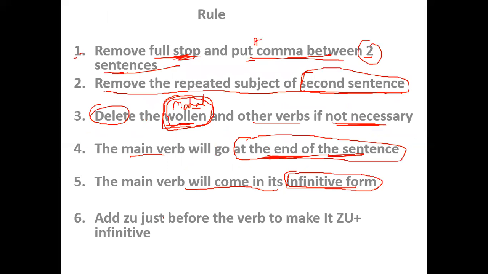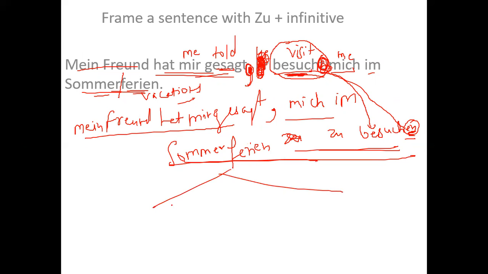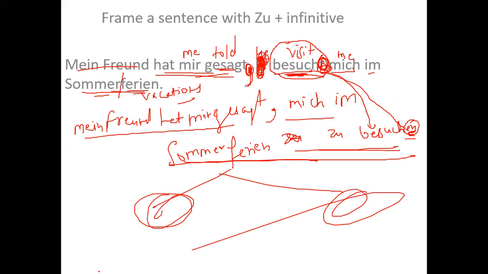And then the last step, it says add zu, because the name of the topic is zu plus infinitive. Zu just before the verb to make it zu plus verb. So I shall write zu besuchen. So: mein Freund hat mir gesagt, mich im Sommerferien zu besuchen. So you have two ways to solve. One is you can make it with the meaning. Second is you can make it with the rules.